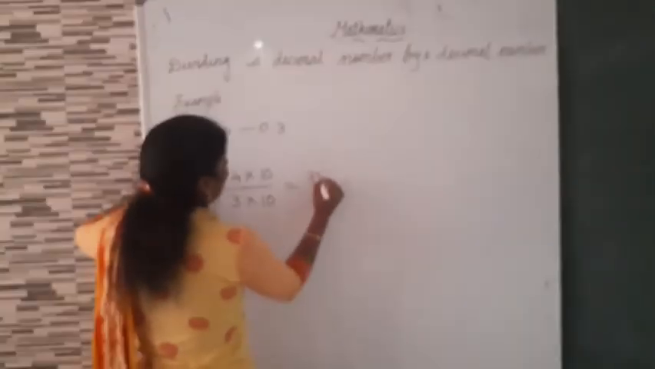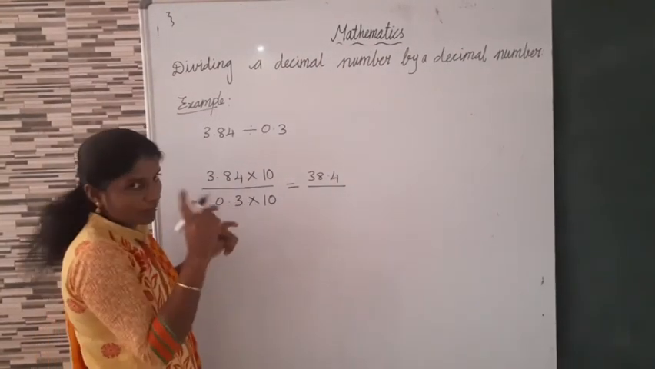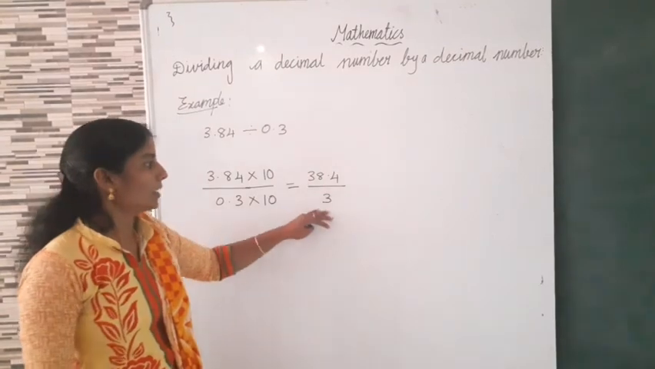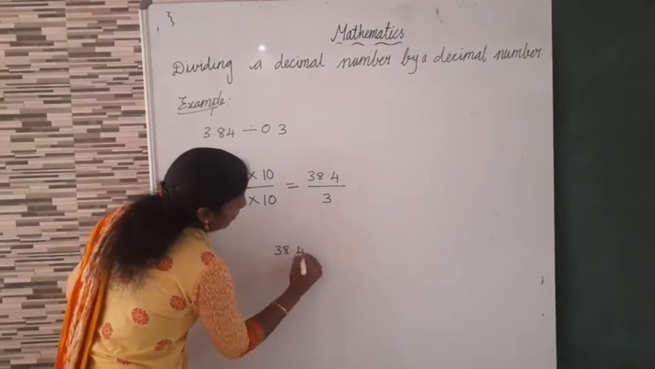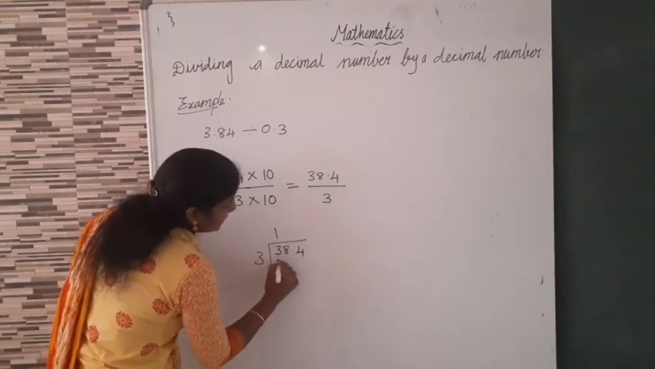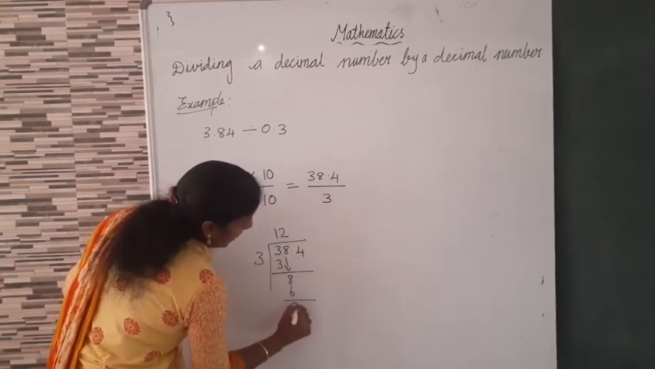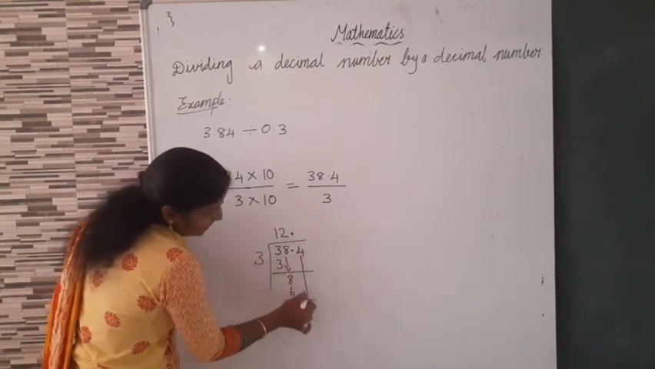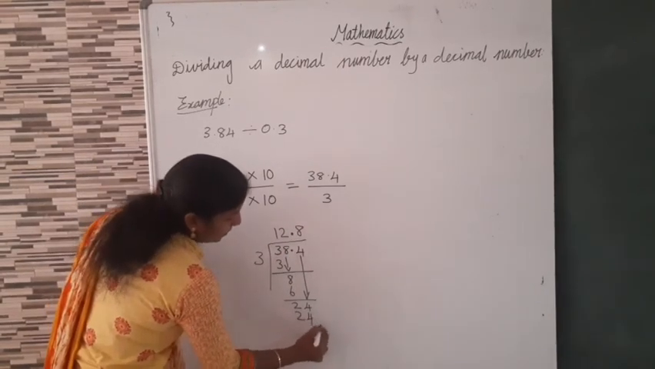So 38.4 divided by 3. This point will shift to the right one place. Now we get a decimal number divided by a natural number, so we can use the long division method. 38.4 divided by 3. 1 3 is 3. Then 8. 2 3s are 6, 2 balance. Then here the point, so here also we can put the point. Then we can take this 4 down. 8 3s are 24. See.